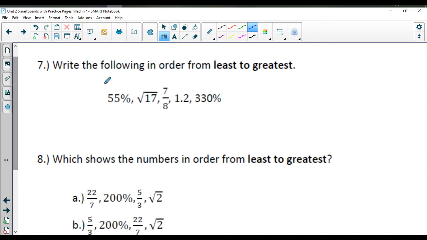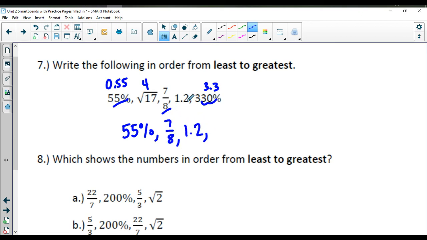In number 7, write the following in order from least to greatest. I converted them all to decimals, so this was 0.55. Square root of 17 is about 4. 7/8 is just under 1. 1.2, and then this one I changed to 3.3. So my least number is the 0.55, which is 55%, followed by the 7/8 because it's just under 1, the 1.2, which is just over 1, the 330%, followed by the square root of 17 then.